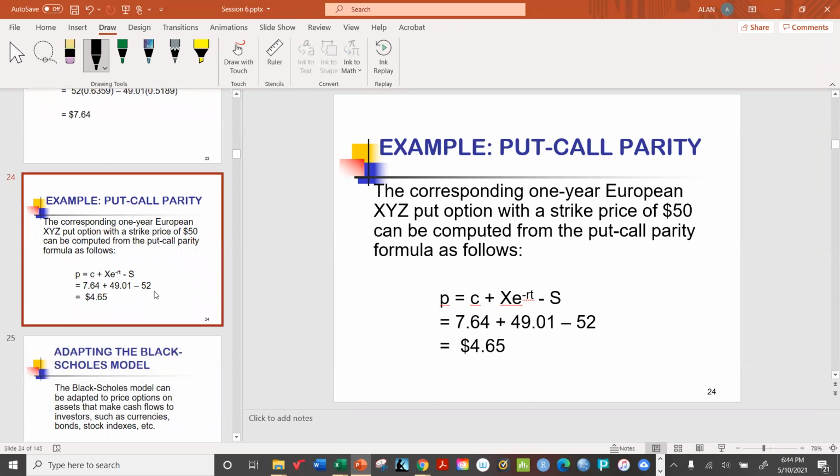So this is the formula when there's no dividend of any kind. It's the simple basic put-call parity condition. And you can see here I've rounded it slightly. It is $4.65.